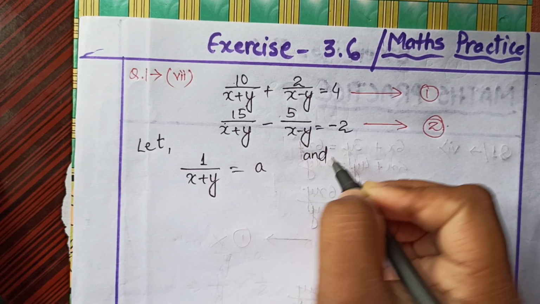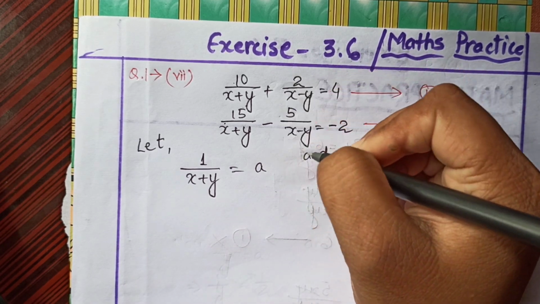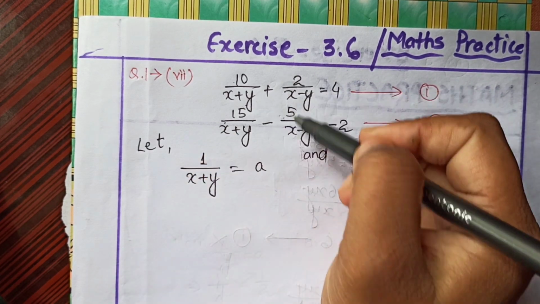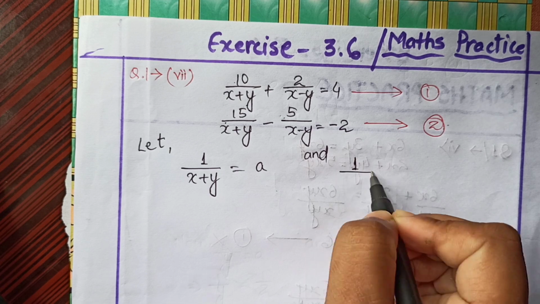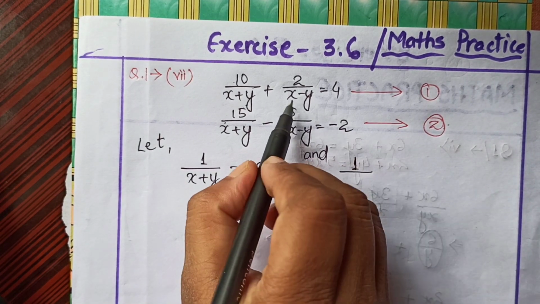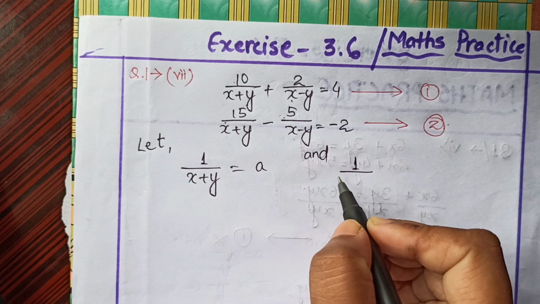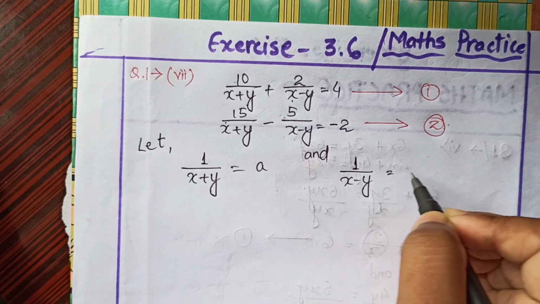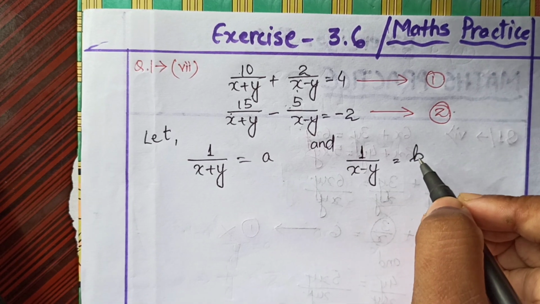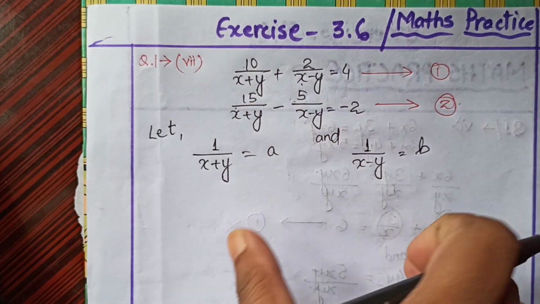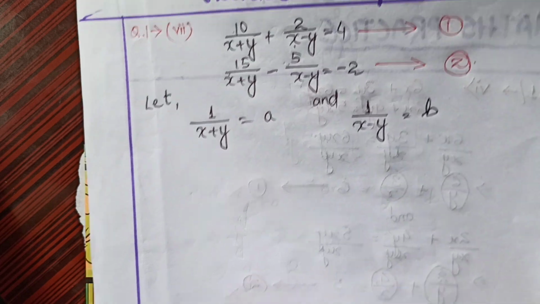And looking at the second one, here we have 2 and here we have 5. Both numerators are not the same, so we will take 1 upon x minus y, because in this denominator we have x minus y and in this denominator we have x minus y. Both are the same, another variable, that is b. So these two we will put in equation 1 and equation 2. After putting, we will get new equations. Okay, let us put now.